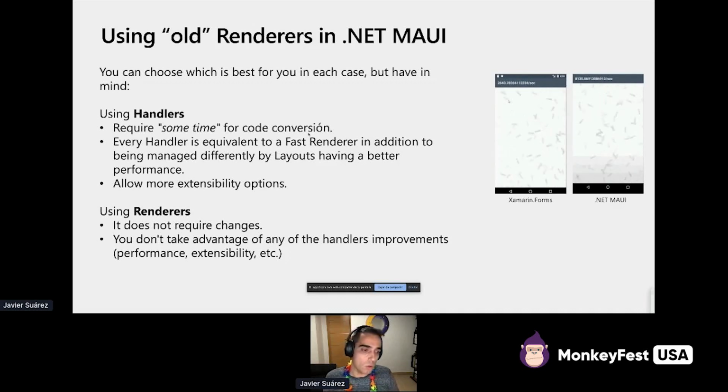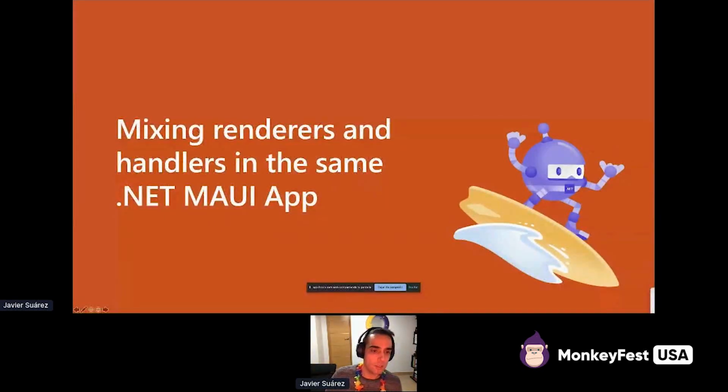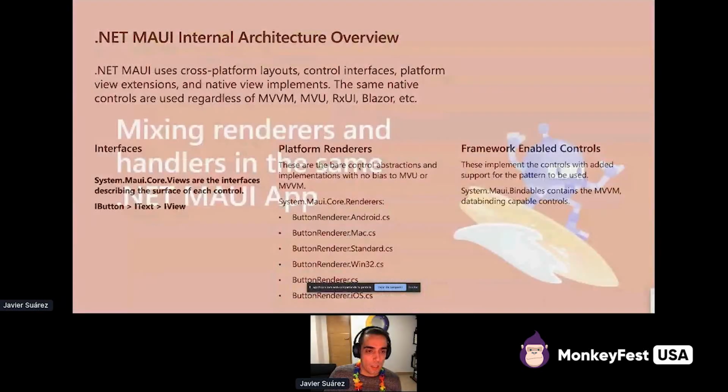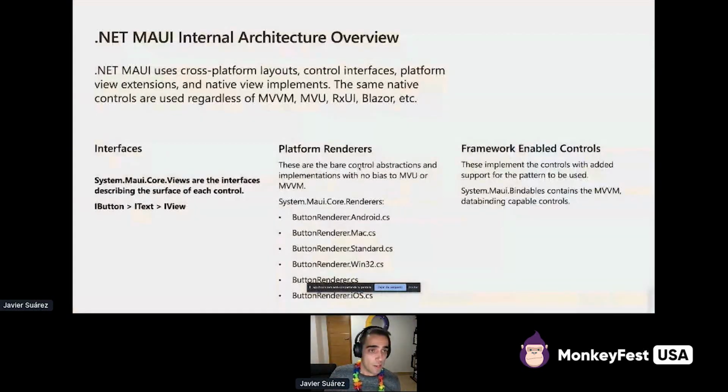And that's because of how we create the handlers, how we manage them, the fast renderer, how the layout gets the size, and when it needs to measure and when it needs to position again, etc. So yes, you can mix renderers and handlers in the same .NET MAUI application, and that's the architecture. We will use interfaces to describe each control. Then we will have handlers that are controls with no bias to MVU or MVVM, and then the framework will enable controls to be used with some patterns.